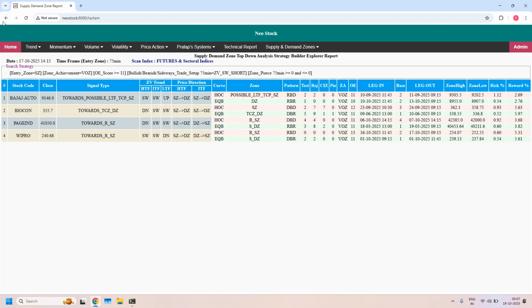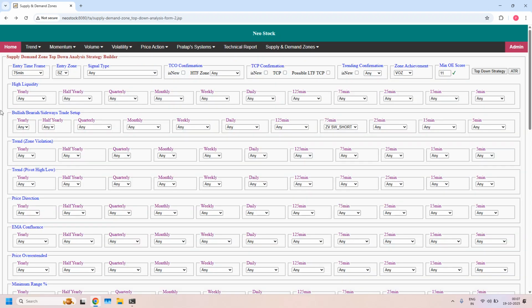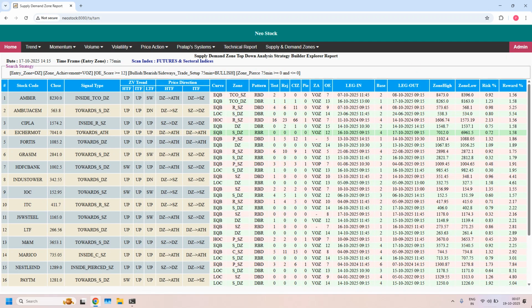Okay, next bullish trade setup for weekly income trade. Changes are 75 minutes demand zone. We are bullish and minimum odd enhancer score should be 12. So total we got 21 stocks.